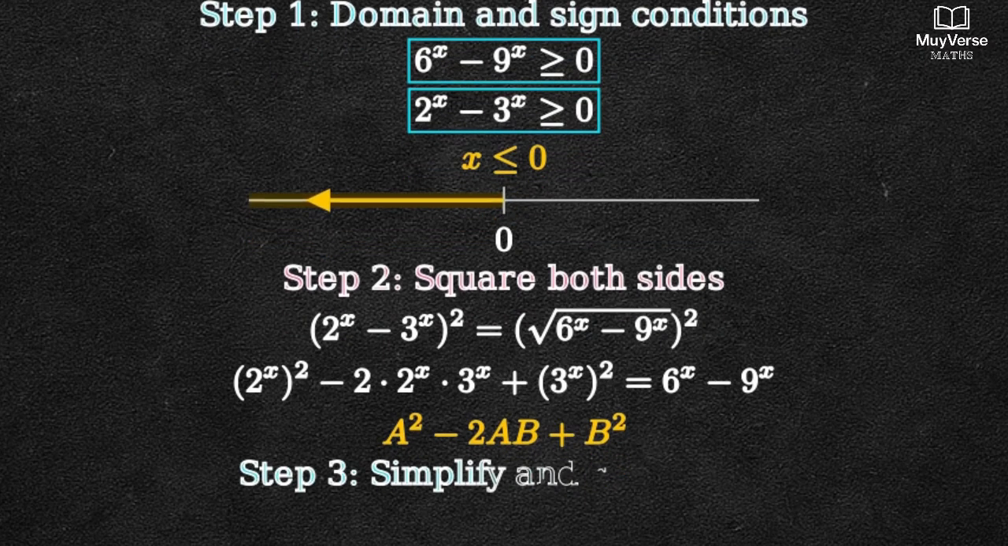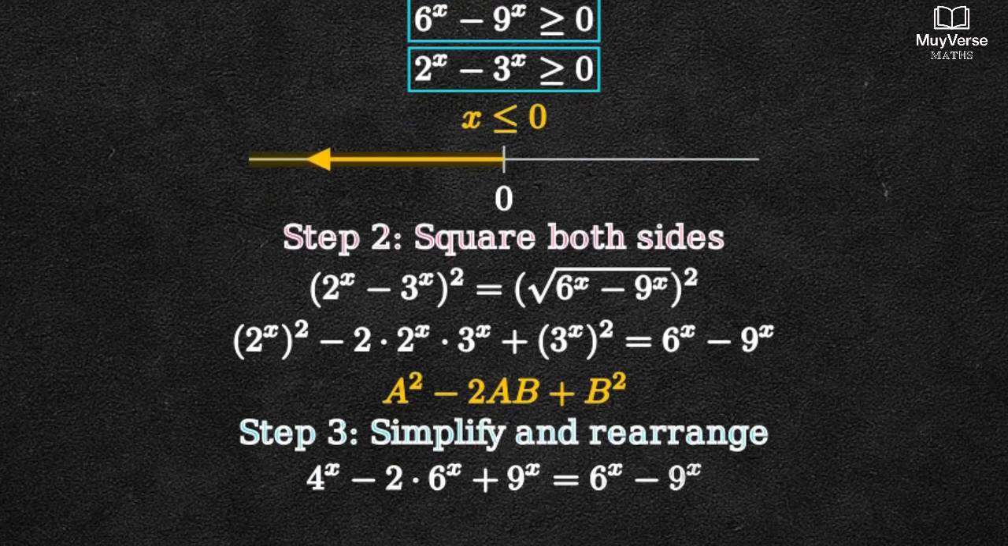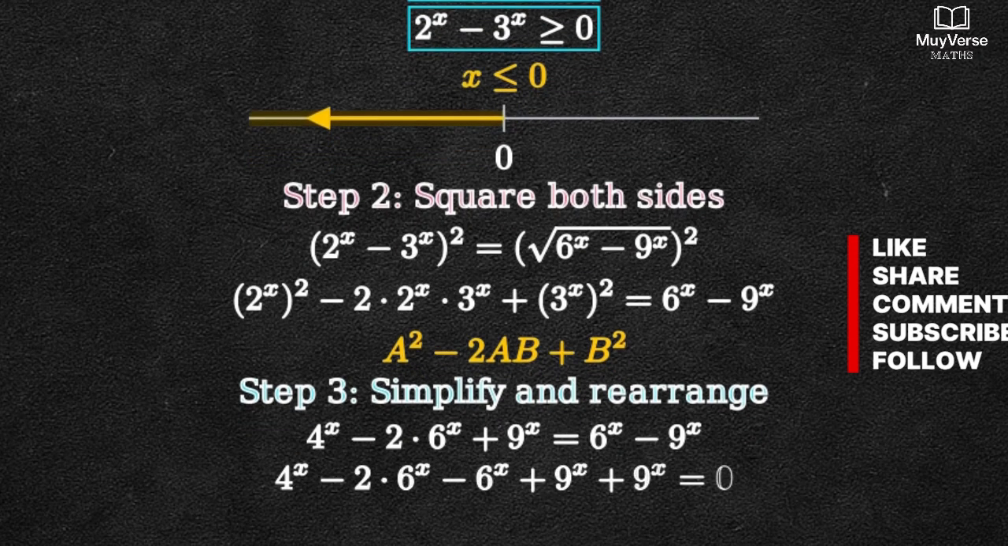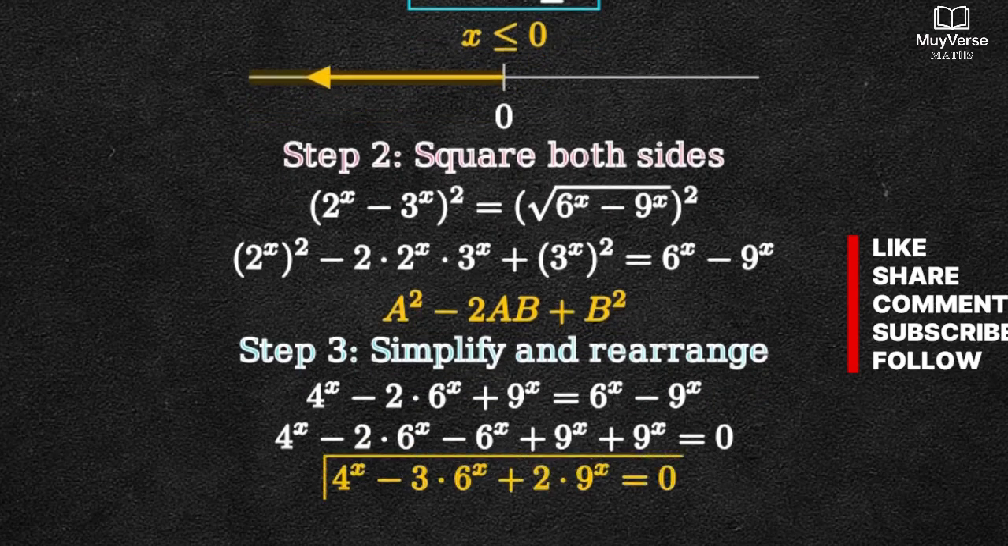Step 3. Simplify using exponent rules. (2^x)² becomes 4^x. (3^x)² becomes 9^x. And 2^x times 3^x is 6^x. Now move everything to one side and combine like terms.